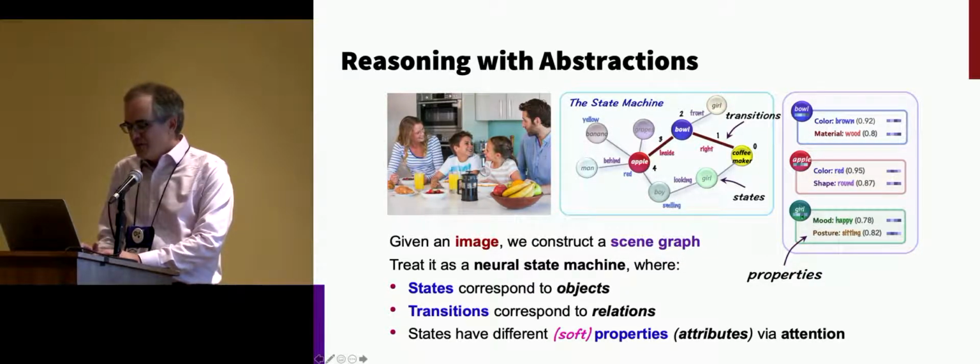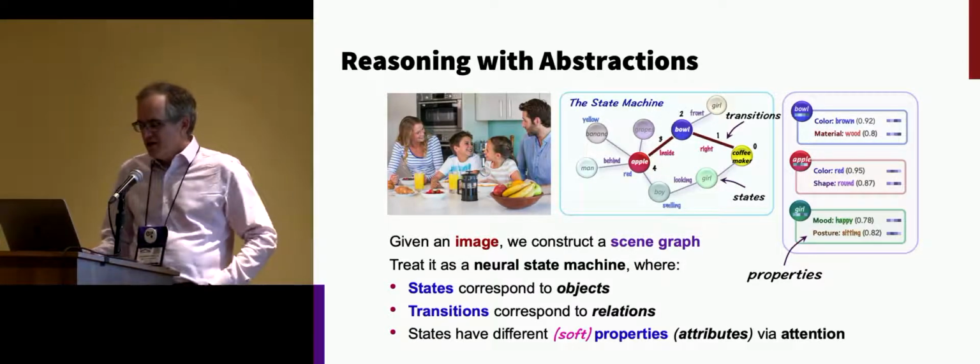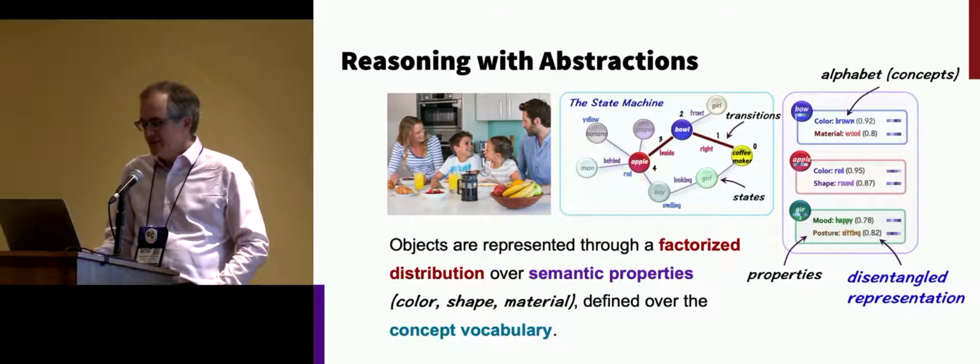So there's an object that seems to be a girl, and then we can say something about different attributes of the girl. And so these properties give us a disentangled representation.